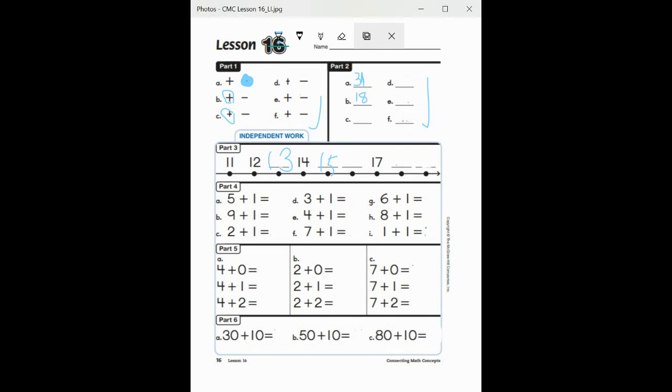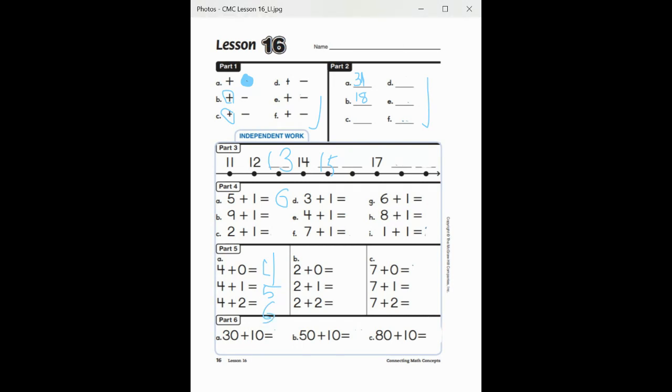Ready? Go back to part 4 where they have the plus 1 problems. 5 plus 1 equals 6. Say it with me. 5 plus 1 equals 6. Great job. Let's do the first problem in part 5. 4 plus 0 equals 4. 4 plus 1 equals 5. And 4 plus 2 equals 6.